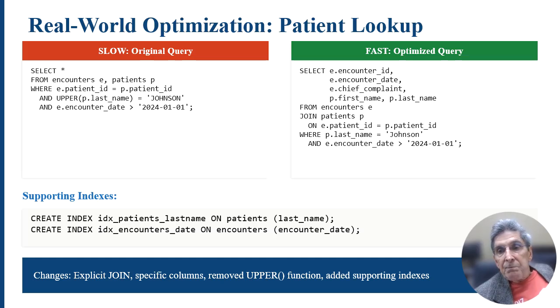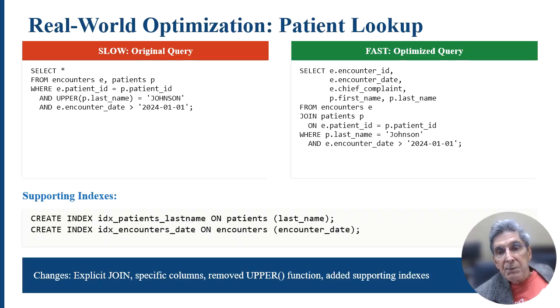The slow version has 4 problems we can identify. First, it uses select star. Remember, that's going to fetch every column from both of these tables. Second, it uses the old style implicit join syntax with a comma between table names and the join condition in the where clause. While this works, it's harder to read and maintain. Third, it applies upper to the last name column in the where clause, which prevents any index on last name from being used. Fourth, there are no supporting indexes.